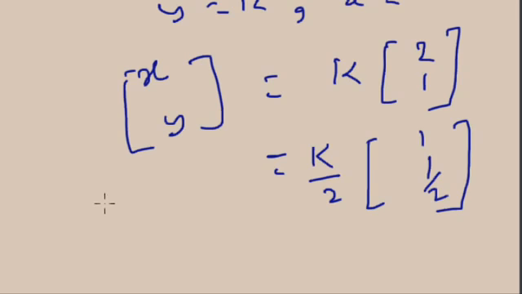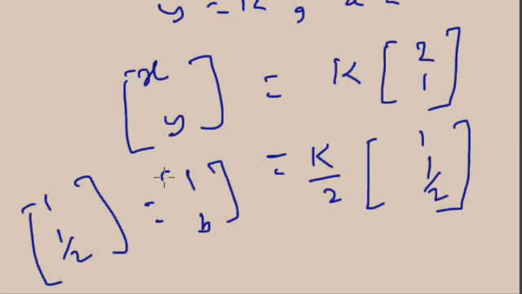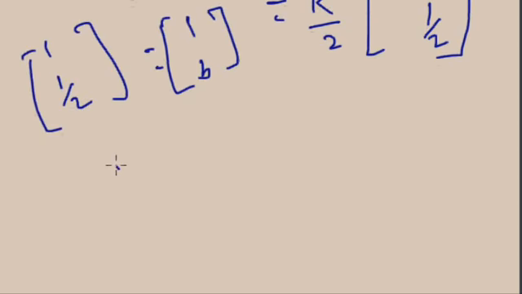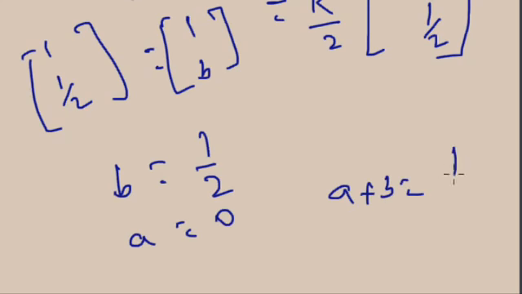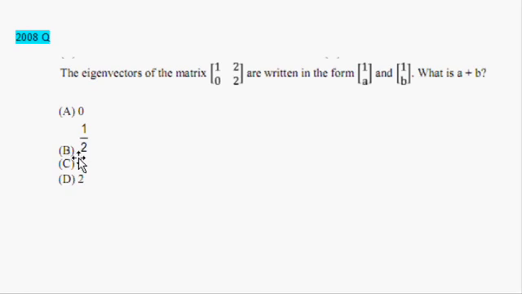So 1, 1 by 2 is equal to 1, b. So b is equal to 1 by 2 and a is equal to 0. So a plus b is equal to 1 by 2. So 1 by b is the correct answer.